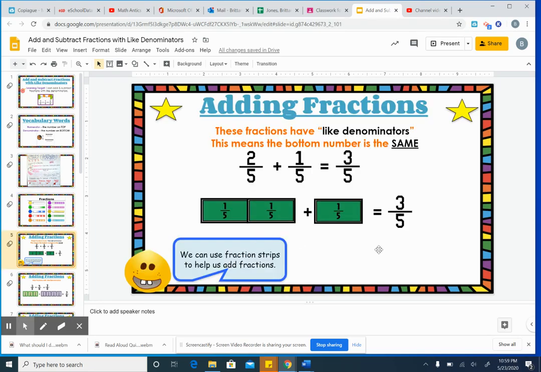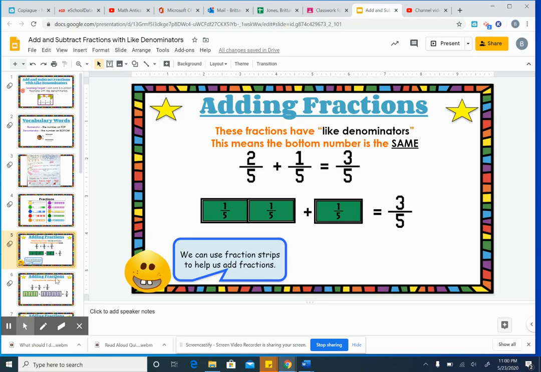So here we have adding fractions, and you can add these because they have like denominators. And what that means is the number on the bottom is the same. So if you look at the green pieces, we have 1/5 and 1/5. That makes 2/5. Let's add it to another 1/5. Well, 1/5, 2/5, 3/5. 3/5 is your answer.